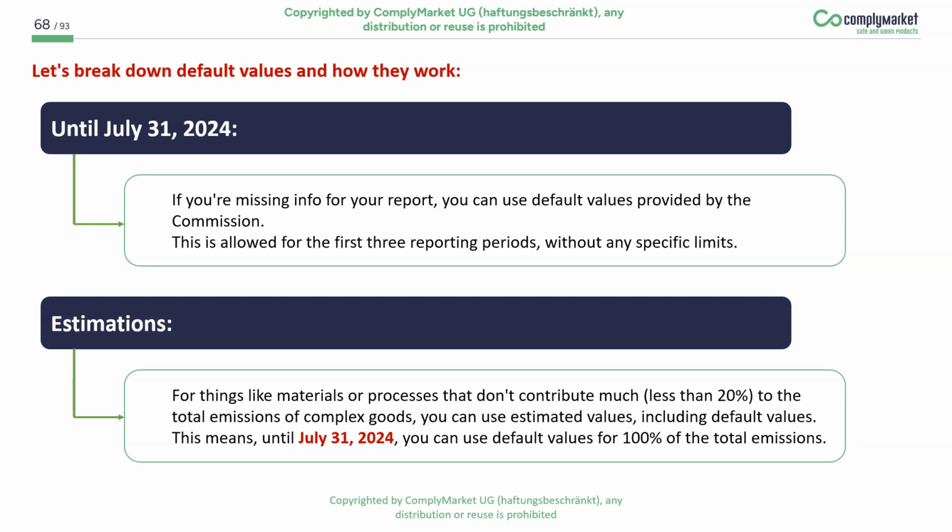You can use default values, and there is Joint Research Centre data published which you can use to calculate those default values. I will share with you the link in the next slides. And this is allowed during the first three reporting periods without any specific limits. Also for materials that don't contribute more than 20% to the total emissions, you can make estimated values.